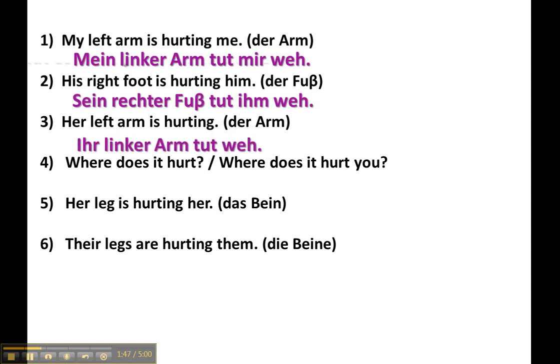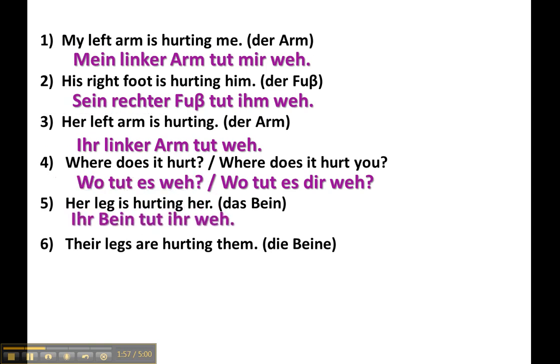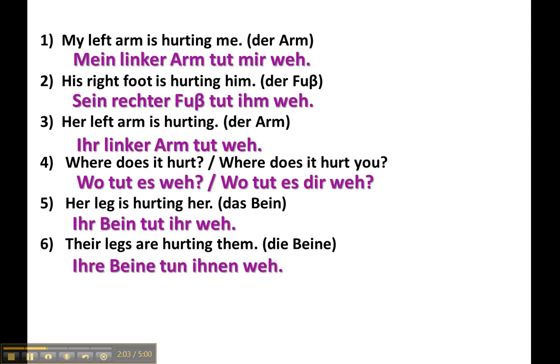Where does it hurt? Wo tut es weh? Oder wo tut es dir weh? If you want to say where does it hurt you. Her leg is hurting her. Ihr Bein tut ihr weh. And their legs are hurting them. Ihre Beine tun ihnen weh. So here we have the plural, legs, so we have to change our verb to tun.